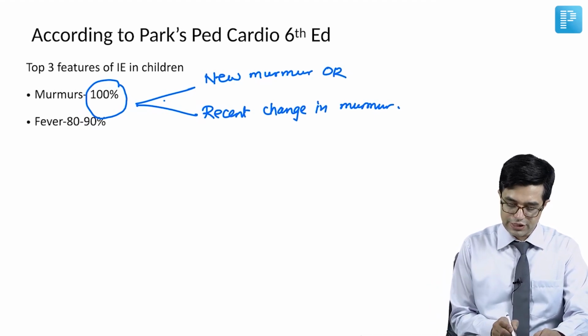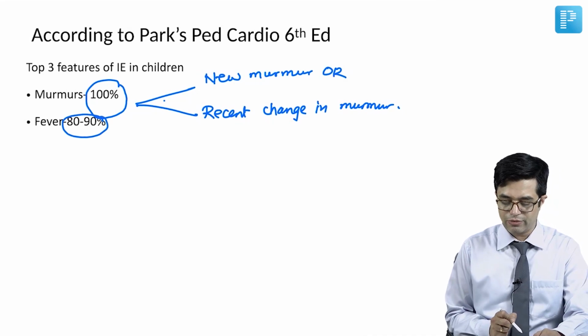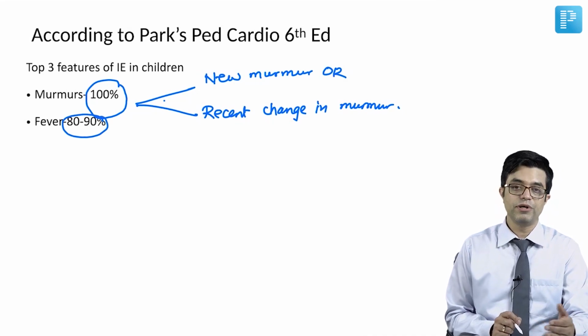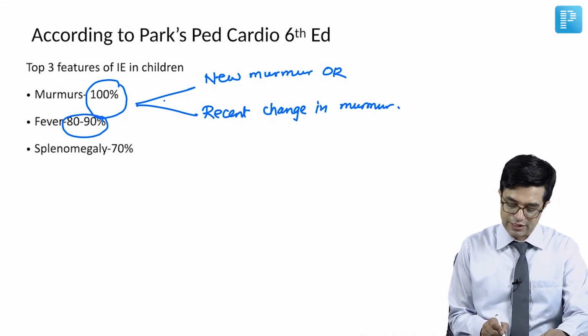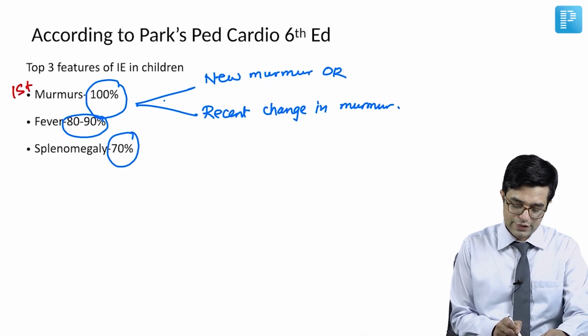The second feature, which is seen in 80 to 90% children, is fever. Fever may or may not be associated with chills and rigors. And third is splenomegaly, which is present in about 70%. So in top three orders, first, second, and third, these are the three most important signs and symptoms.